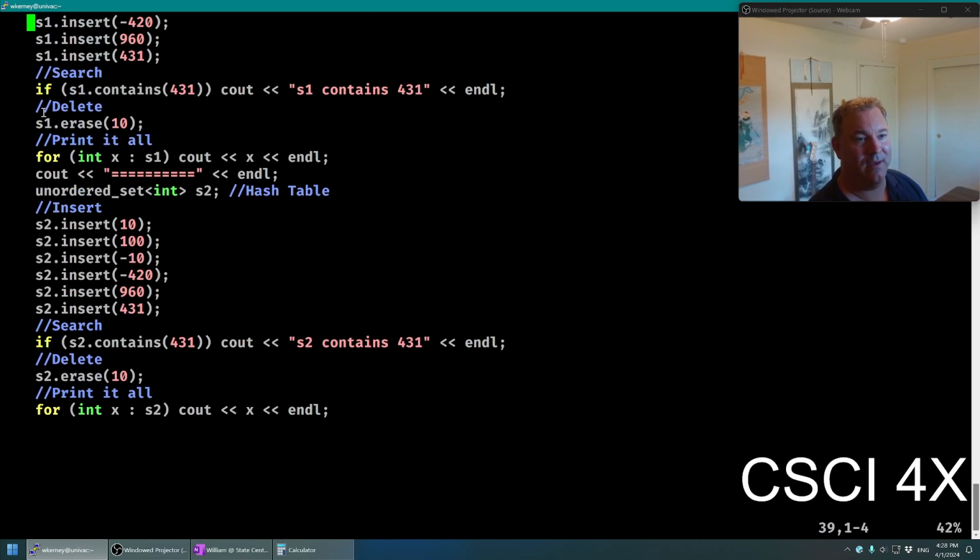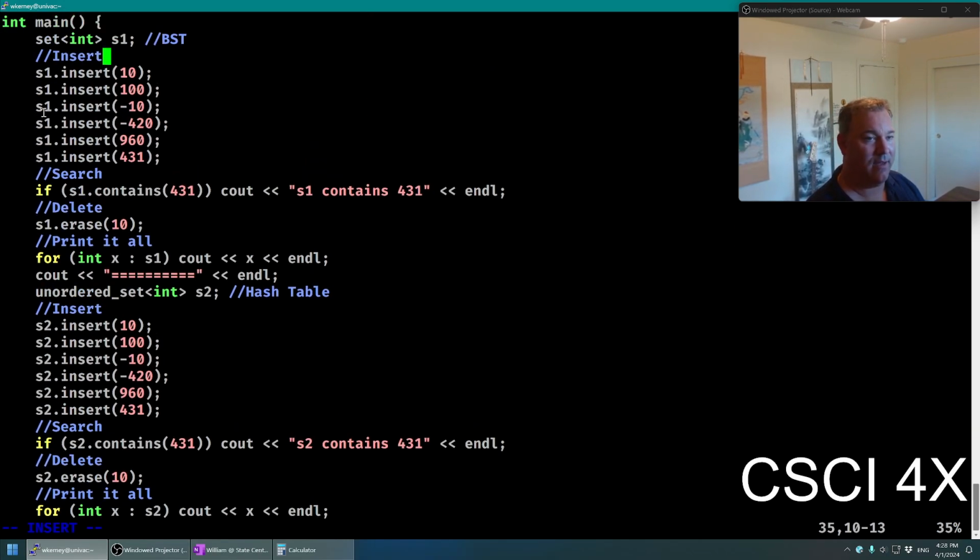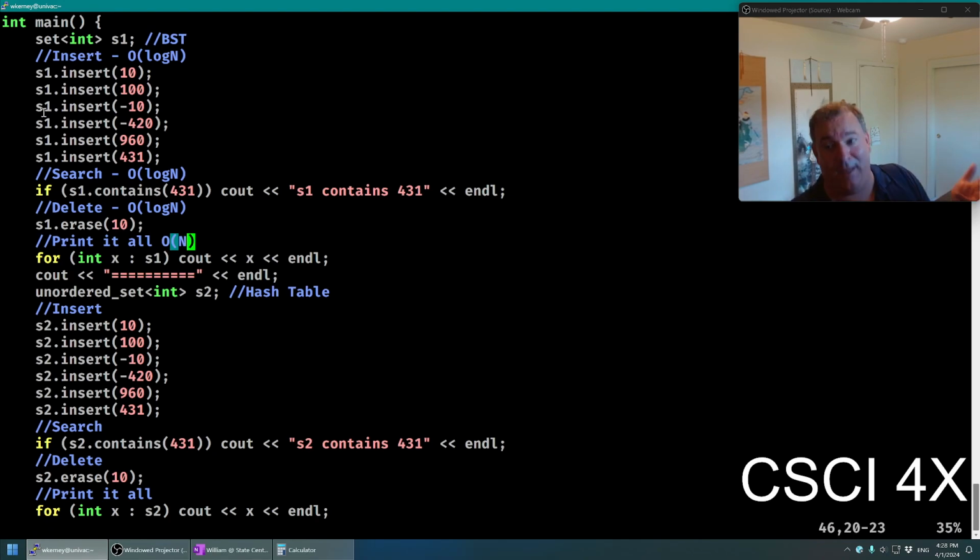And so the BST has an insert time of order log n. Search has a search time of log n. Delete has a delete time of log n. Printing is order n, right? Basically, anytime you iterate over all the people, it's going to be order n. There's not a lot you can do about that. The hash table, inserting is order 1, yay, optimal. Searching is order 1. Deleting is order 1. Nice. And then printing is order n.